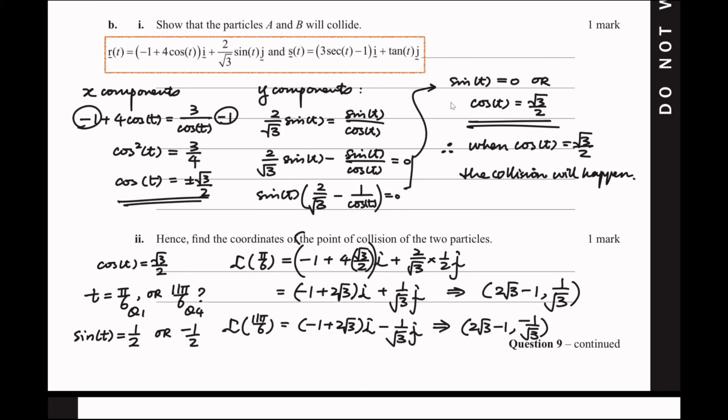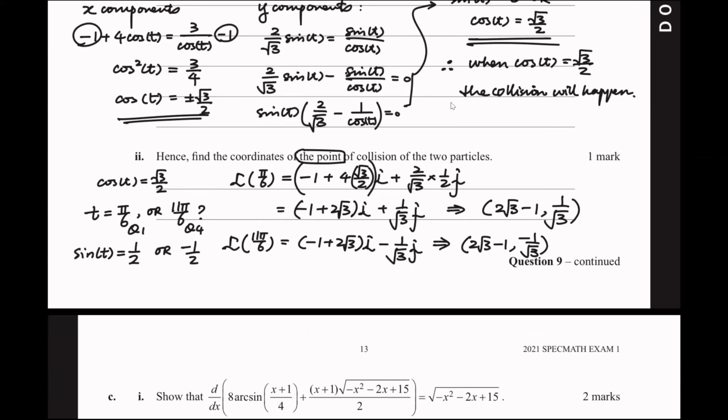Question says the point of collision. Well, it could be the first one or the second one. Anyway, if you look at the assessment report, I think it did mention there is potentially another set, which is the second set. But you don't have to specify both. You just have to specify one of them.